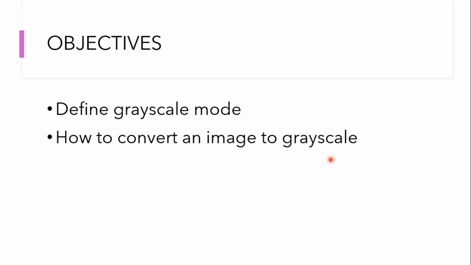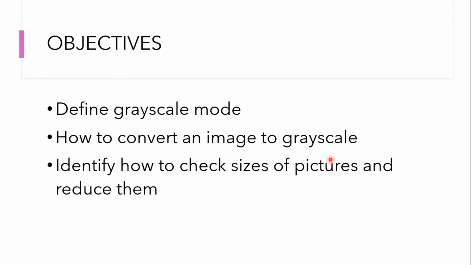Objective for today's class: you should be able to define grayscale mode, look at how to convert an image to grayscale, and identify how to check sizes of pictures and even reduce them.